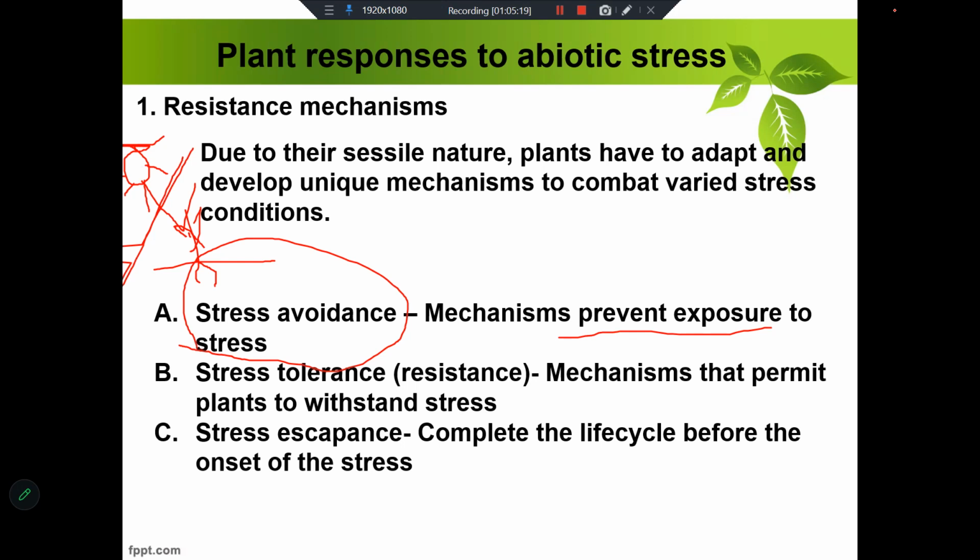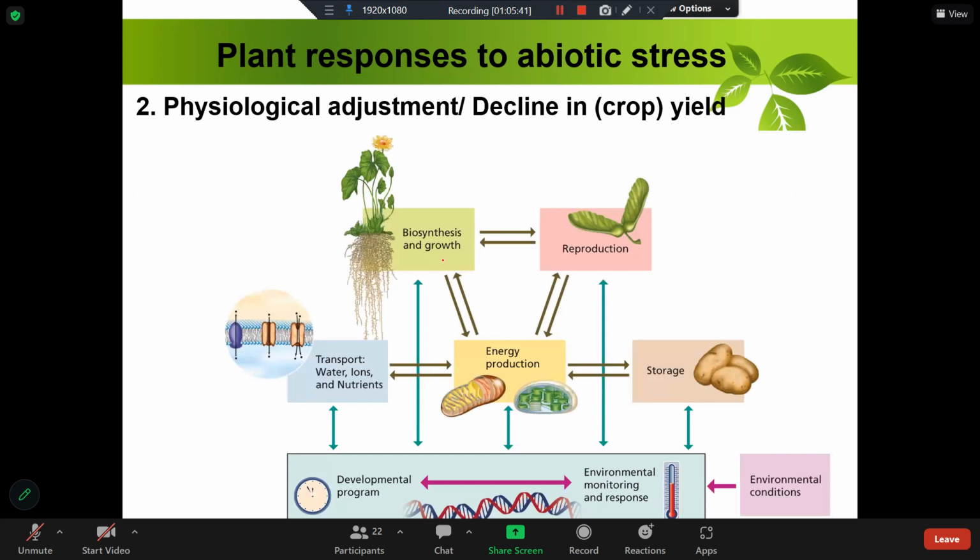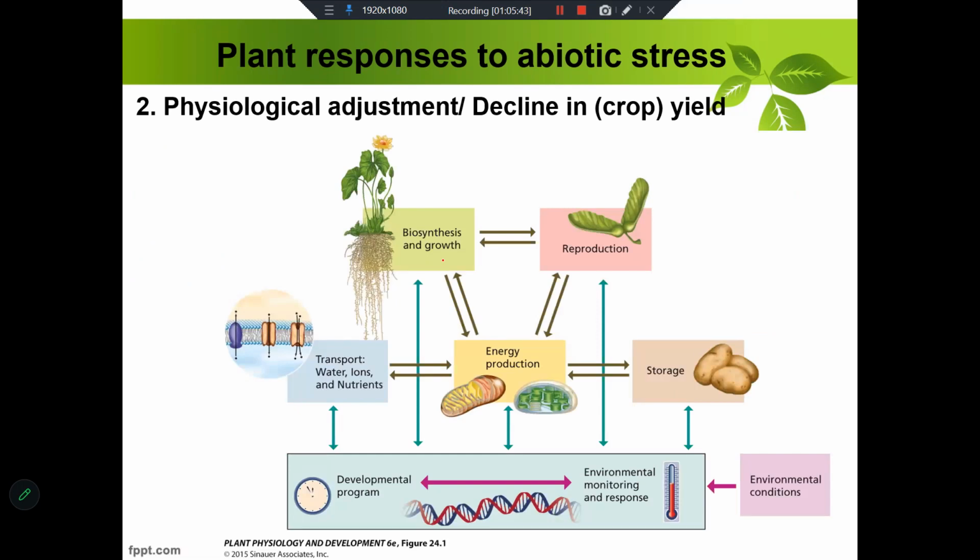Those types of plants are called stress escape plants. So that is also a mechanism. These are three different types of mechanisms that can be shown by plants in response to abiotic stress. Then what is the second mechanism or second way of responding to abiotic stress?